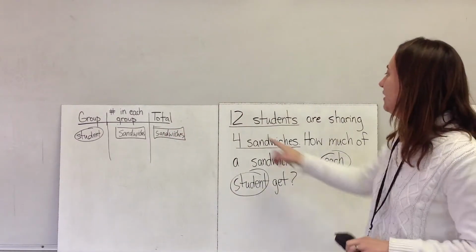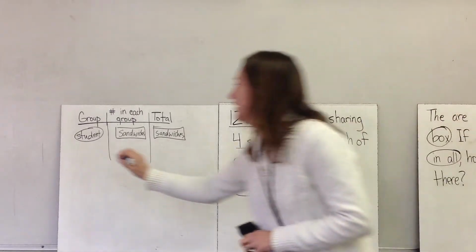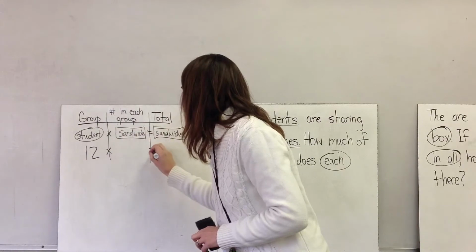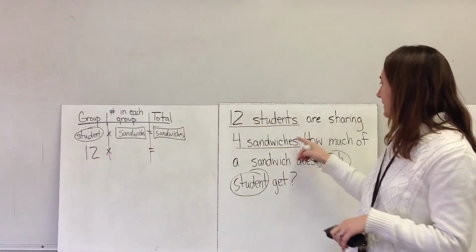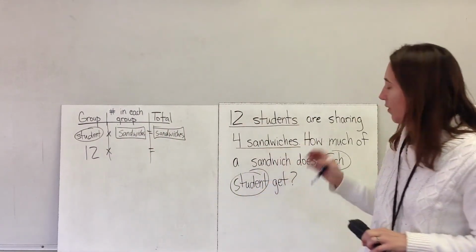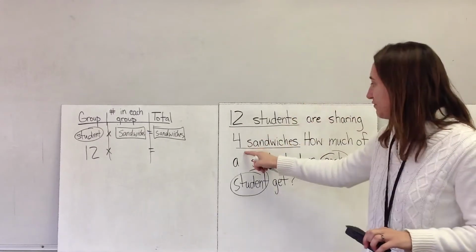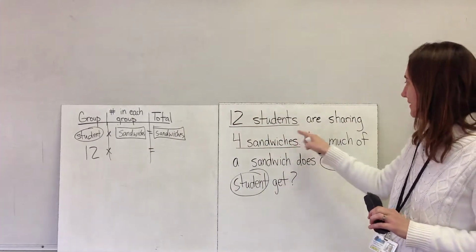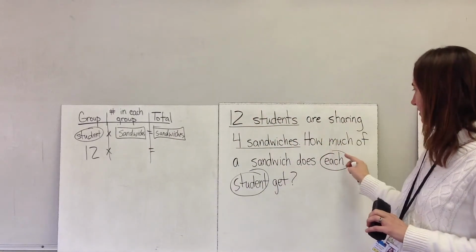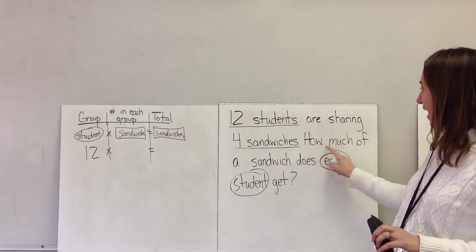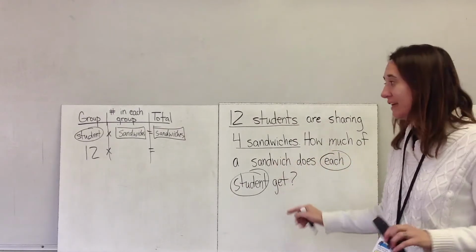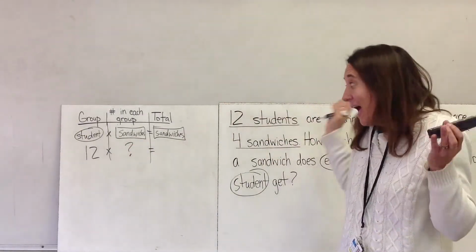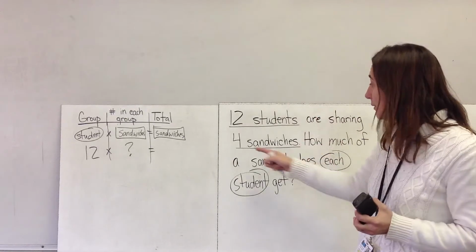So in this case, we have 12 students. Well, that's easy to find. 12. In this case, it says 4 sandwiches. Now, we have to ask ourselves, is this 4 sandwiches that each student gets? Does that say that? Well, let's look back at the problem. Does it say each student gets 4 sandwiches? No. In fact, if we look at our question, it says how much of a sandwich does each student get? So that's our question mark. So that means how many sandwiches do we have at this picnic or luncheon? We only have 4 sandwiches.